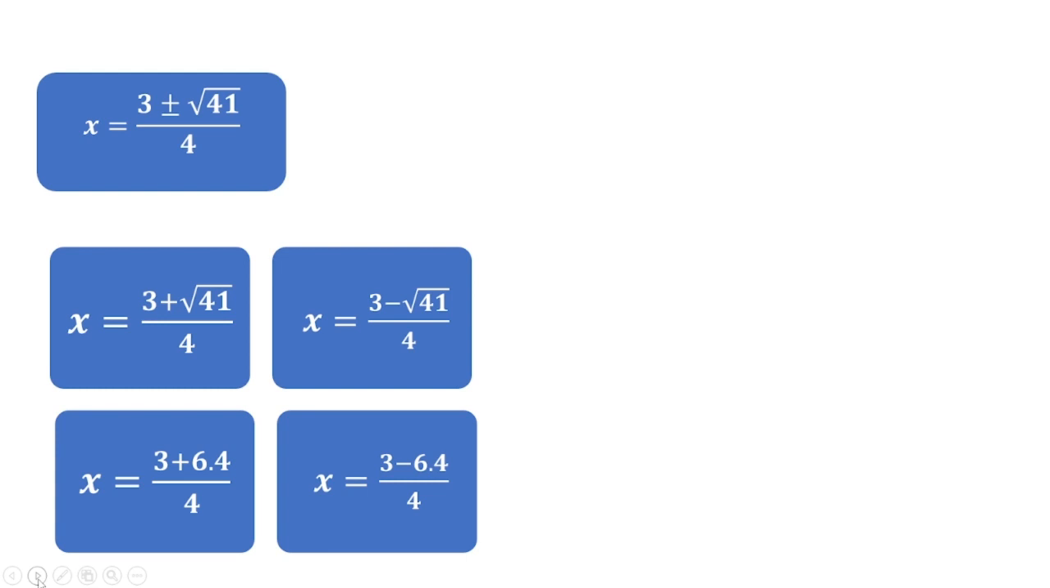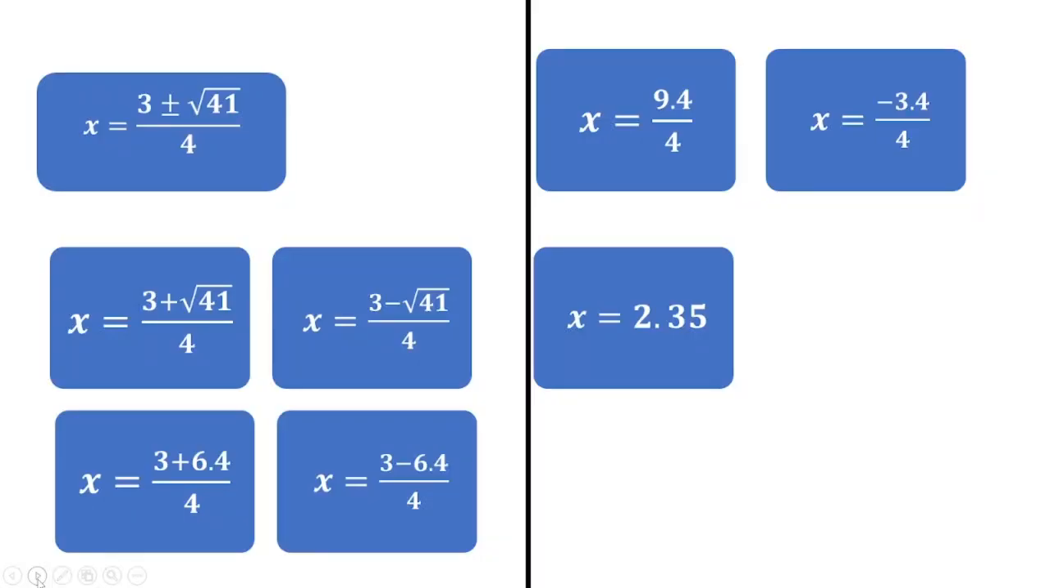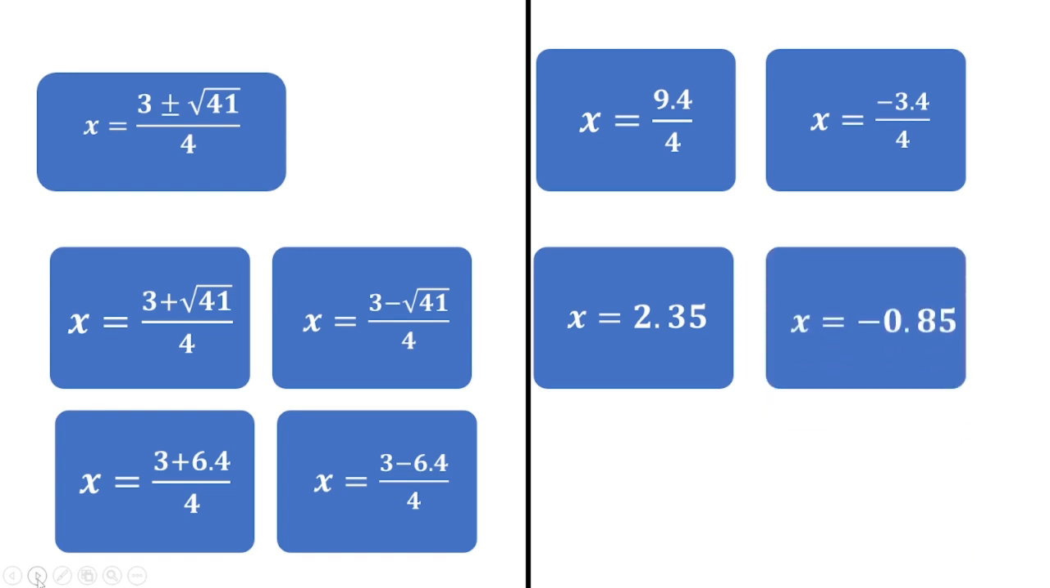Then what we are going to do from here is simplify the fractions: 3 plus 6.4 and 3 minus 6.4. That will give us 3 plus 6.4 is 9.4 and 3 minus 6.4 is minus 3.4. So you can leave your answer like this, but you can go further by simplifying the fraction into a decimal. 9.4 over 4 gives us 2.34, and minus 3.4 divided by 4 will give us minus 0.84. So now we come to the conclusion of our video. We have our solutions as 2.34 and minus 0.84.